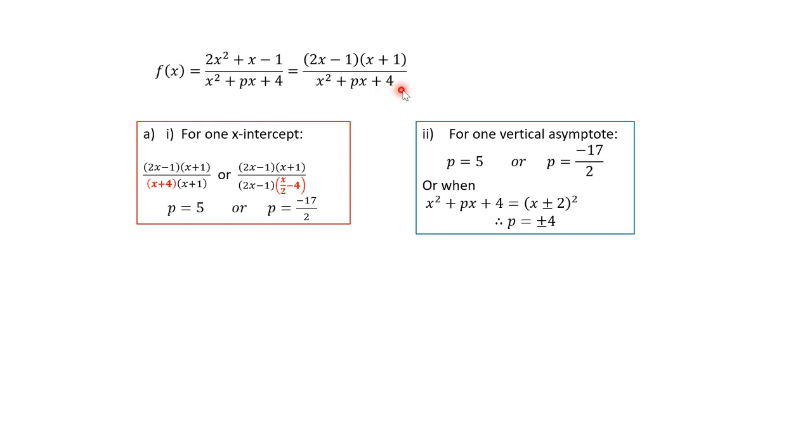And because I've got plus 4 here, I could actually, just by inspection, the square root of 4 is 2, I could say that I could factorize this into either (x plus 2) squared or (x minus 2) squared. And if I factorize it into (x plus 2) squared, then p would be 4. And if I factorize it into (x minus 2) squared, then p would equal -4. All of those options would end up giving me one vertical asymptote. All right, I hope that makes sense.